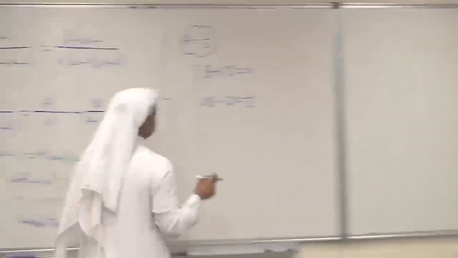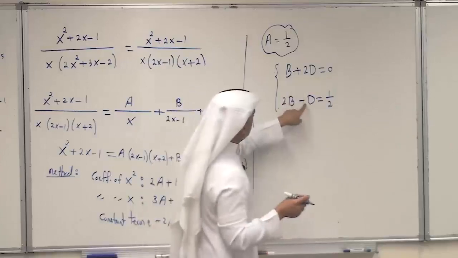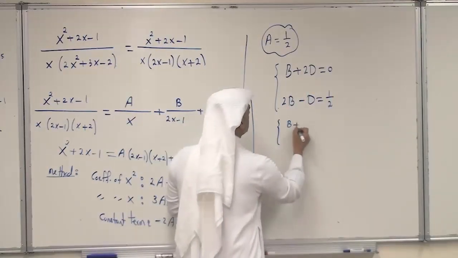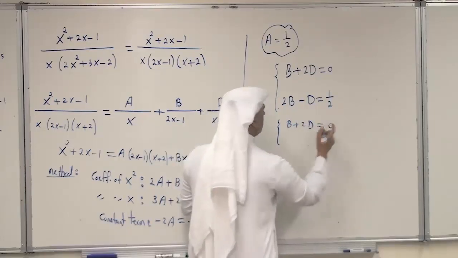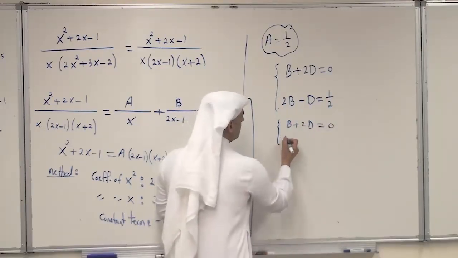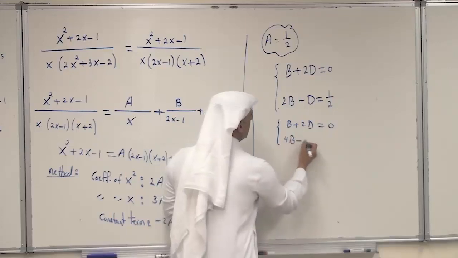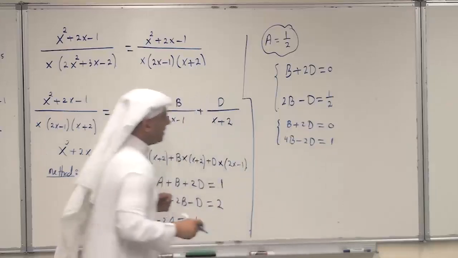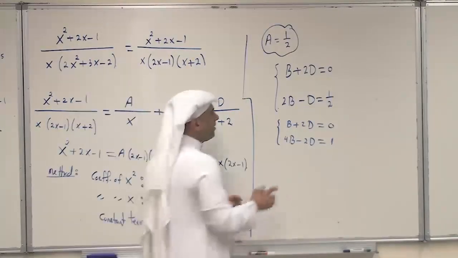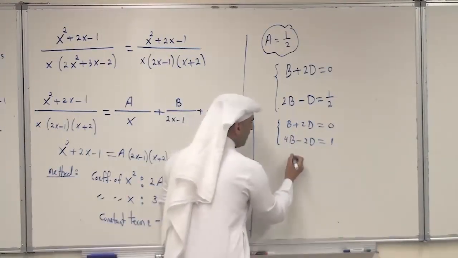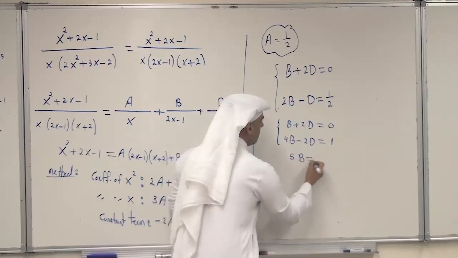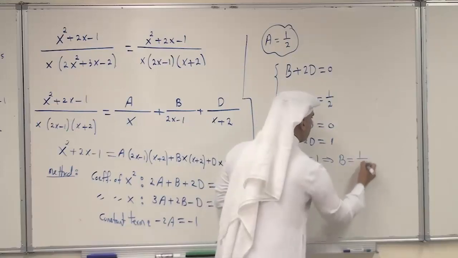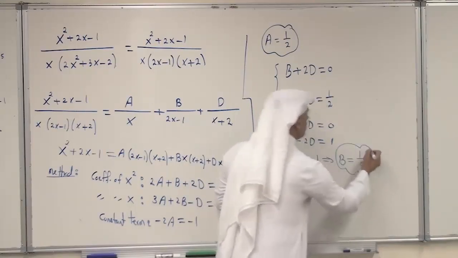What I will do here, if you like, I will multiply by 2. So what do we get is the following. I get b plus 2d is equal to 0. I'm trying to use elimination method here. So this is 4b minus 2d is equal to 1. I'm just multiplying by 2 in the second equation. Now I add them, what do we get? This will be 0. So I have 5b is equal to 1. So this implies b is equal to 1 over 5. That is the second parameter we need to find.